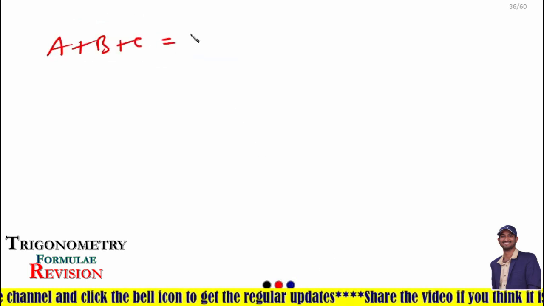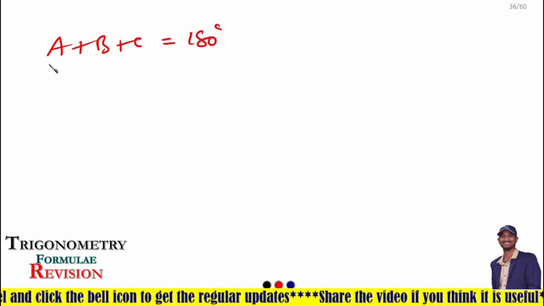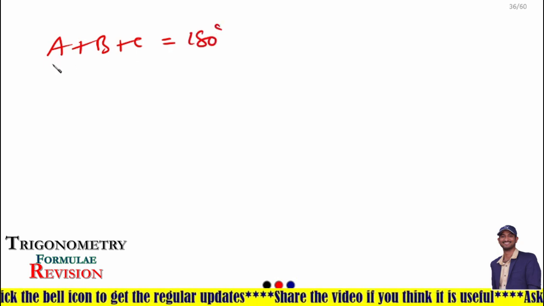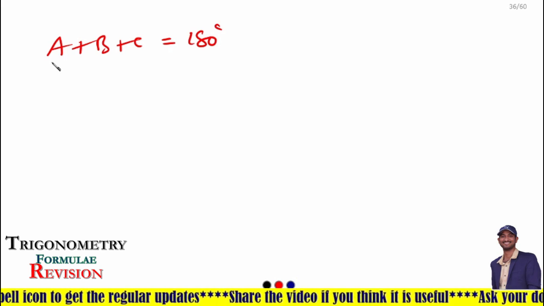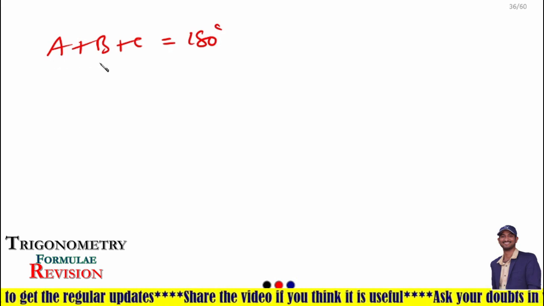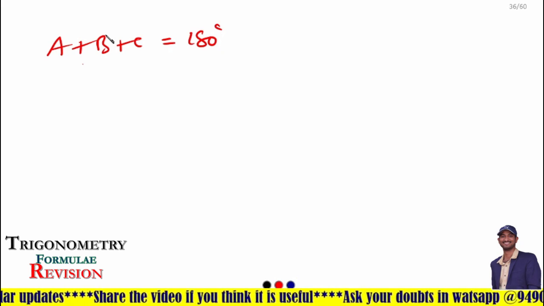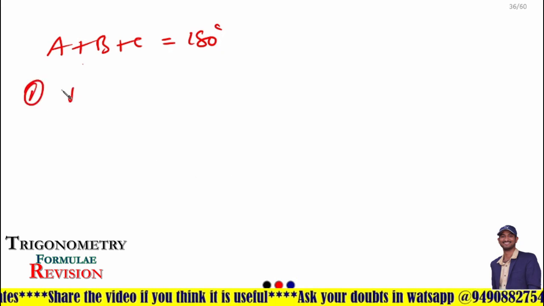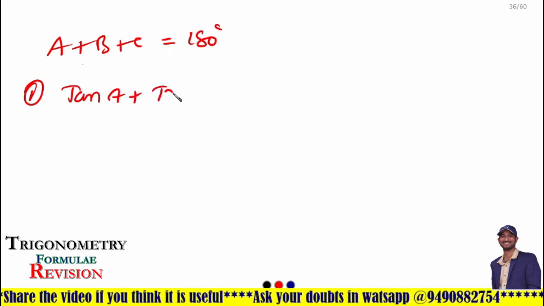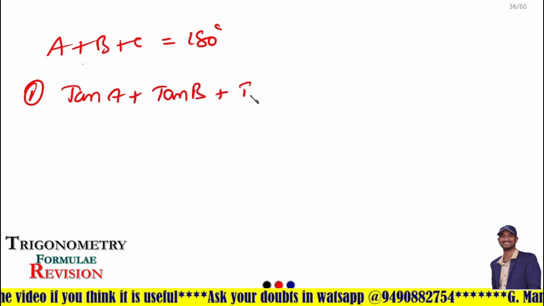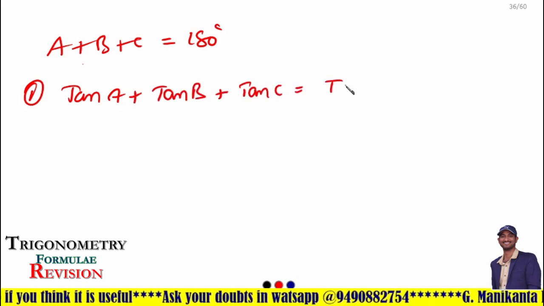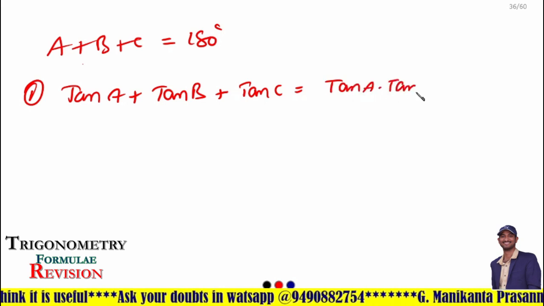There is another formula when the sum of three angles is 180, or if the angles are vertices of the triangle. In a triangle also the sum of three angles is 180, no? So in a triangle, or when the sum of three angles is 180, then the sum of the tans is equal to the product of the tans. Tan A plus tan B plus tan C equals tan A, tan B, tan C.